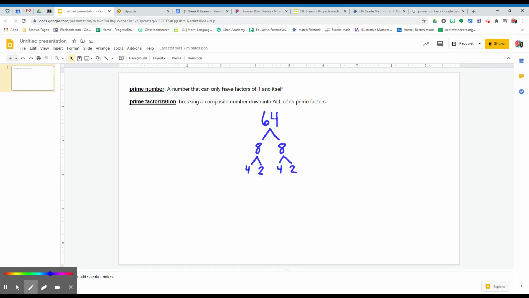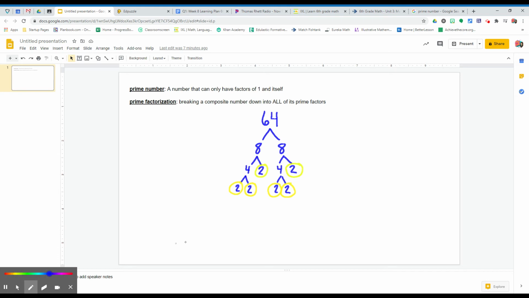So I see 2, and I know that 2 is a prime number. So I'm going to go ahead and circle that to know, okay, 2, I can't go any further here. But 4 is still a composite number, so we want to continue to break it down. So 4 breaks down into 2 times 2, and this 4 breaks down into 2 times 2. And now I have 2's, which I know are all prime. So I'm going to circle those, and I can't go any further.